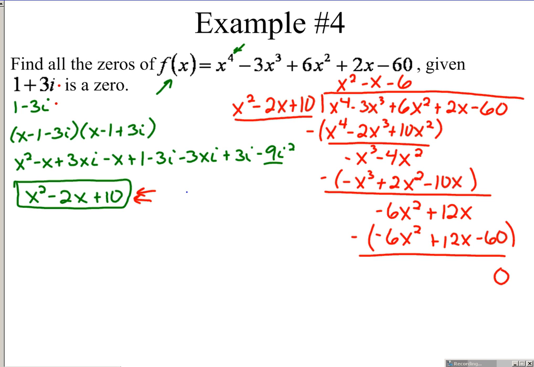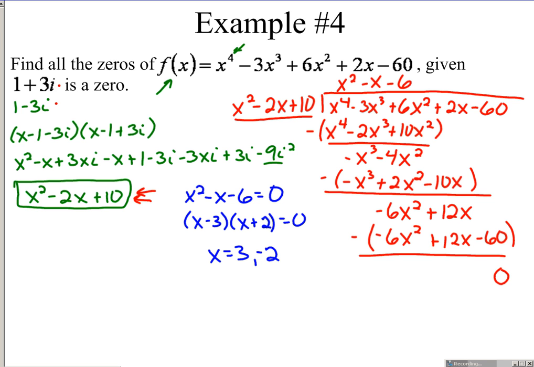So now x squared minus x minus 6 is our final quadratic factor of this polynomial. Factor or use the quadratic formula. In this case, it is factorable. X minus 3, x plus 2. We get 3 and negative 2 as our two real solutions. And then we also knew that 1 plus or minus 3i were two solutions. So there's our 4 total solutions for our degree 4 polynomial.